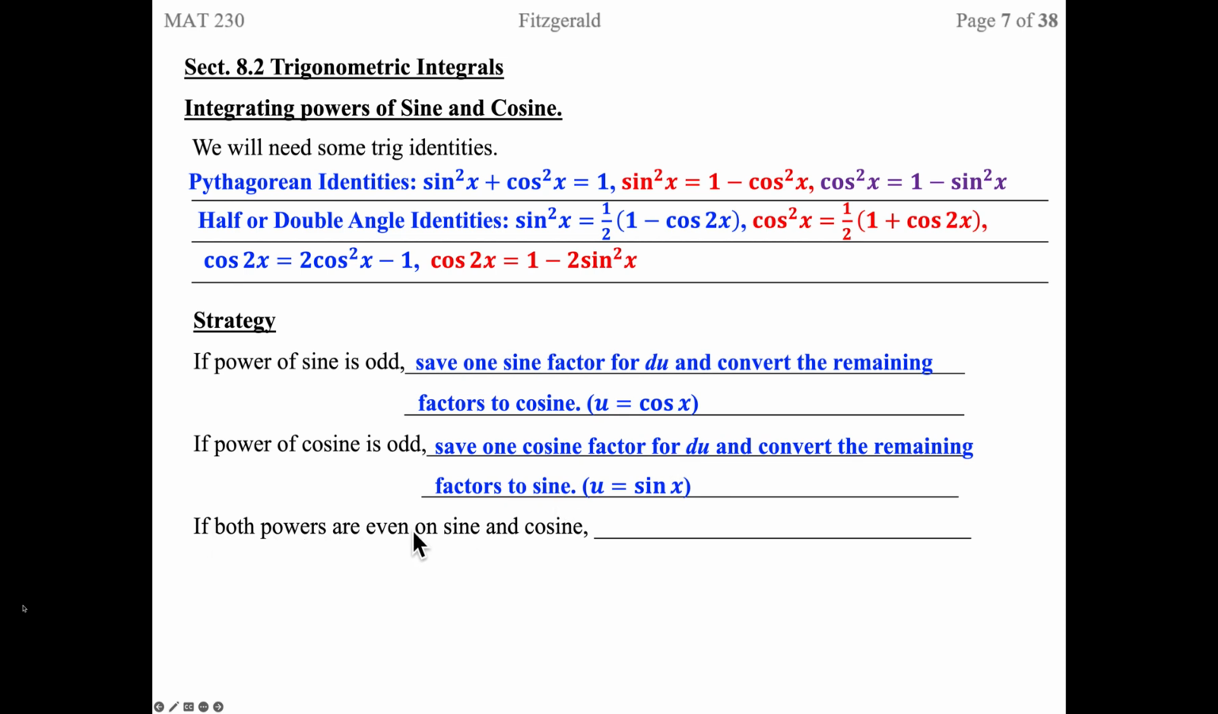If both powers are even on sine and cosine, that's where we're going to use our identities up here above. We're going to use our half or double angle identities, whichever one you want to call them. We're going to use these two right here.